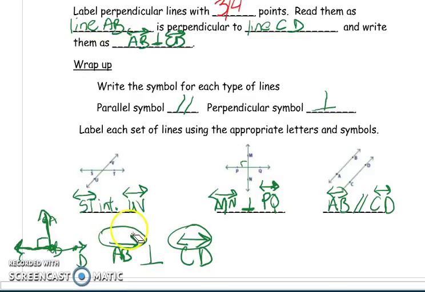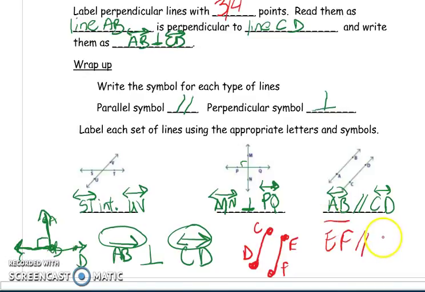You could even have line segments that you're comparing. For example, I could show you that, and you don't have to write this part. If you did, that's good for you. This is line segment CD, and this is line segment EF. If I were going to label that, I would say line segment EF is parallel to line segment CD. Okay, now go ahead and try the lesson.